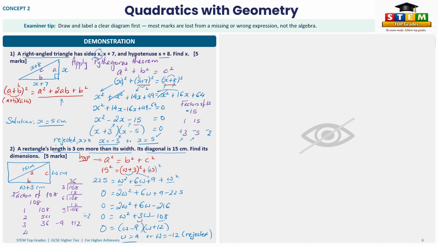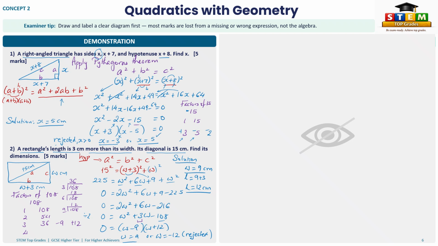We're going to write down the solution as: W is equal to 9 centimeters, and the length is 3 centimeters longer, which is therefore going to be 12 centimeters. So length is 12 centimeters, width is 9 centimeters.